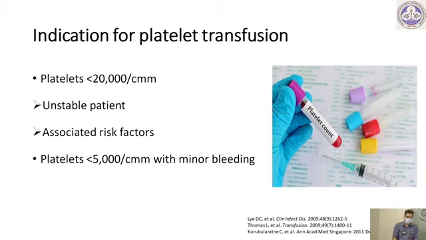If the platelet count is less than 20,000 per cubic millimeter in an unstable patient, or in patients with associated risk factors like accelerated hypertension, patient on anticoagulation therapy, recent stroke, or any surgery, then the patient should undergo platelet transfusion. Platelet transfusion is also given in patients with platelets of less than 5,000 with minor bleeding.